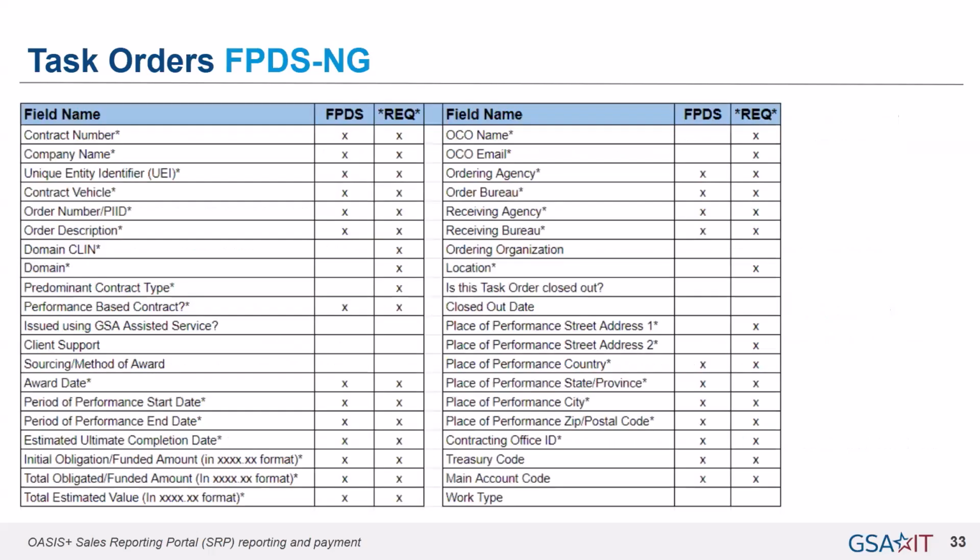So here are the fields. You notice the left-hand column here are the FPDS fields, and then the right-hand column on this chart are the required fields in SRP. That's a great preponderance, a majority of the fields that are required are already in existence in FPDS when the OCO puts that information in, and that pushes those fields into SRP and auto-populates that, which saves you a ton of time. And this is what the OCO already did. Certain fields like the domain CLIN, the domain itself, the predominant contract type, for example, you'll notice is not a field in FPDS, and that is something that you will have to put in yourself.